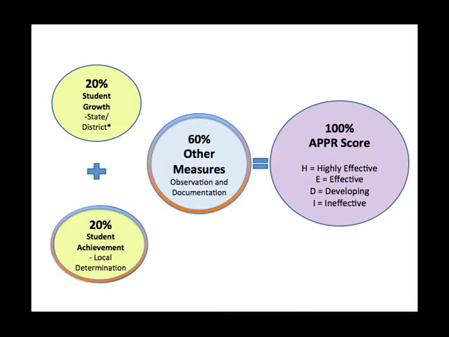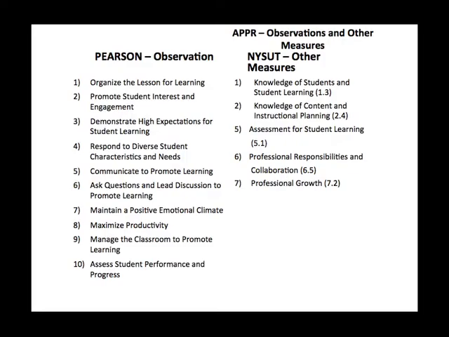score. Other measures include observations and documentation of a teacher's performance. Two separate rubrics will be used to measure the teacher's performance: the Pearson rubric and the NYSUT rubric. The Pearson rubric contains 10 standards. These same 10 standards are the areas that administrators are looking for when completing announced and unannounced observations. At the end of the year, each teacher will receive a score of a 4, 3, 2, or 1 for each standard. An average of the standards will then be calculated.